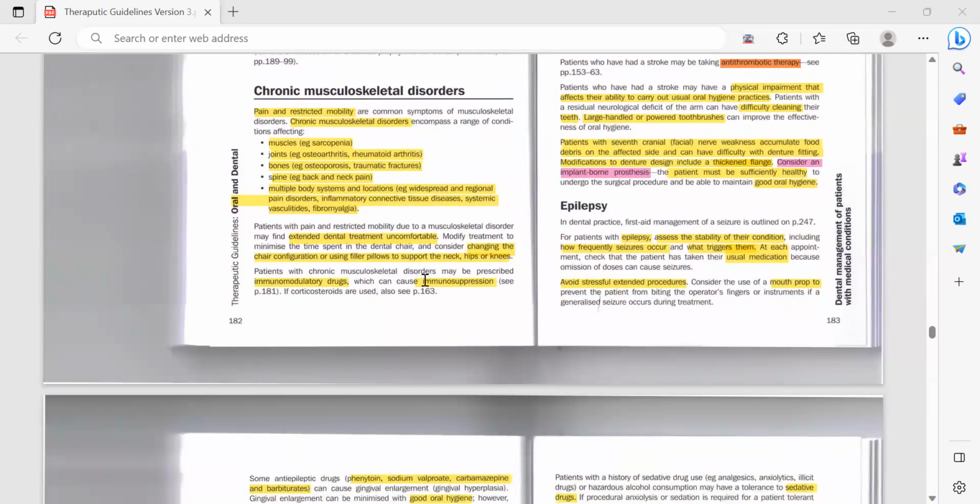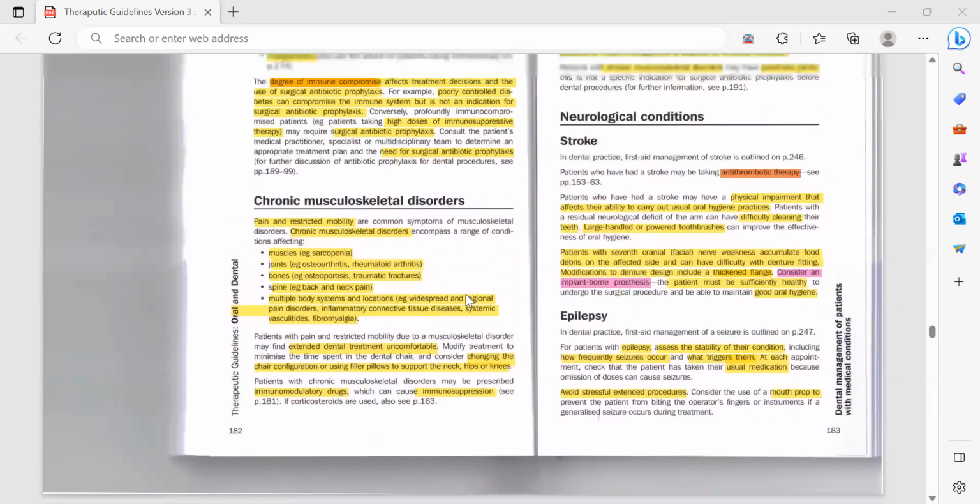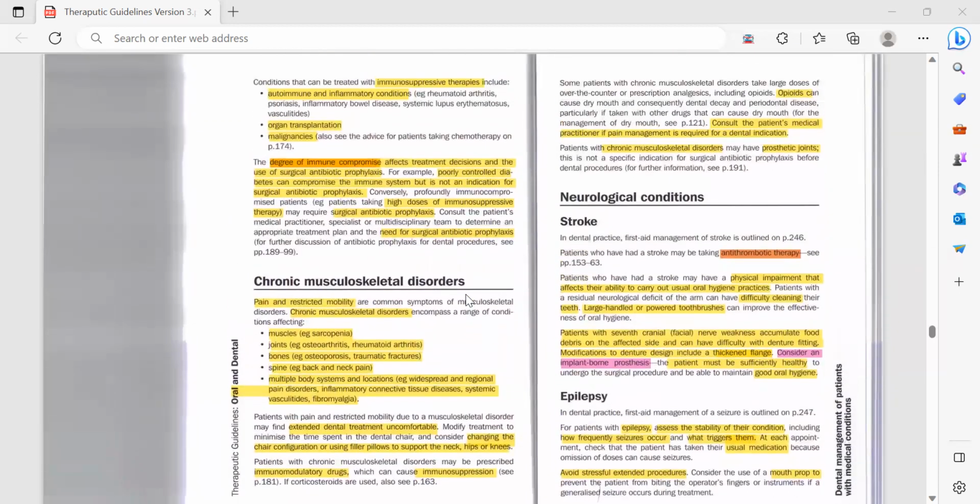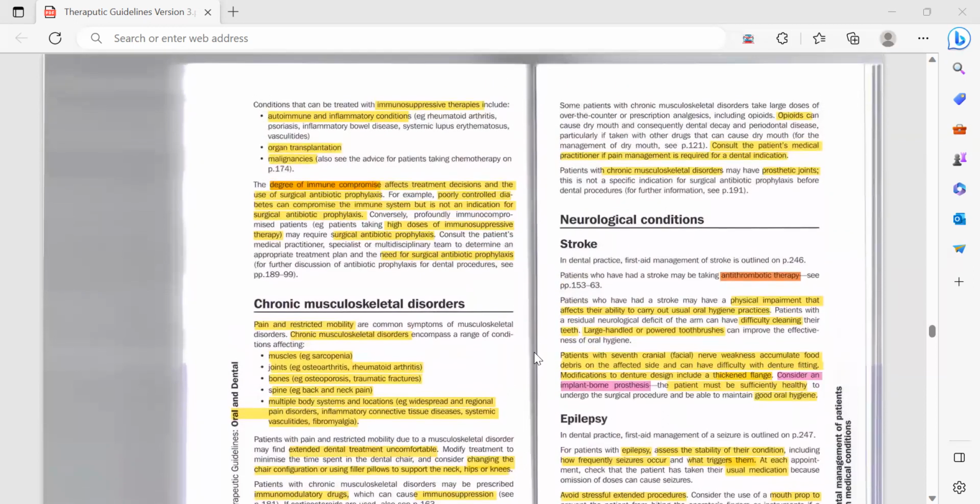Patients with chronic musculoskeletal disorders may be prescribed immunomodulatory drugs which can cause immunosuppression. So, if corticosteroids are used, we have read on page number 163 what precautions we may need to take, what can happen if the patient is taking corticosteroids, and how we need to change their treatment plan according to the duration and the invasiveness of the treatment.